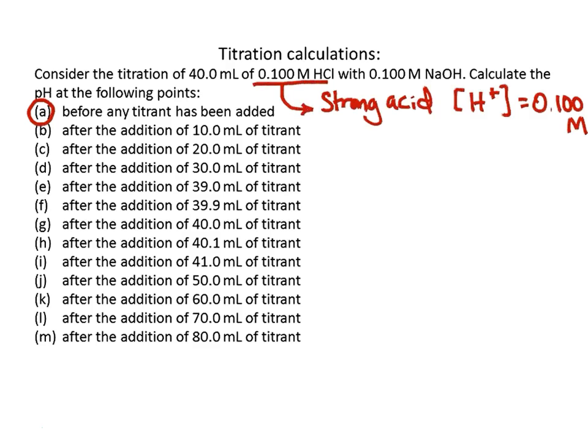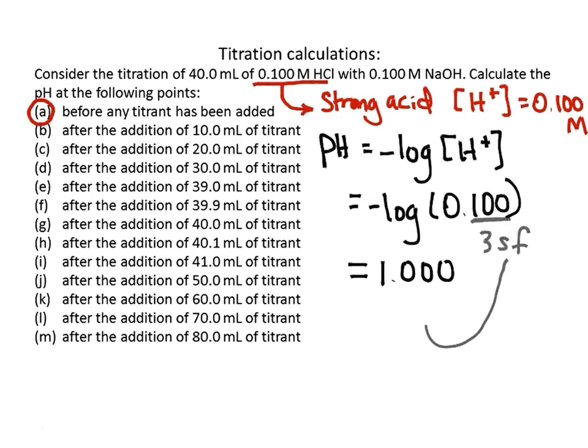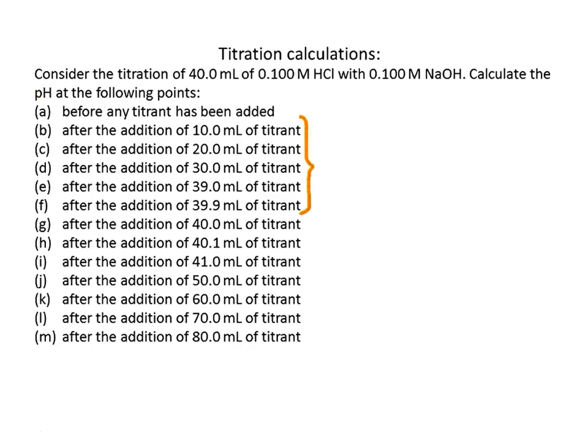If we start with part A, if this is a strong acid, then all you have to do is calculate the pH using the negative log of 0.10 molar, which is the negative log of 10 to the minus 1, which is 1. So that's where the first initial pH comes from. It's just the concentration of the HCl. It's the same calculation you would do if I asked you to calculate the pH of a 0.1 molar HCl solution.